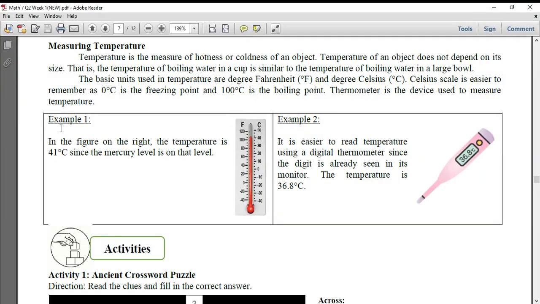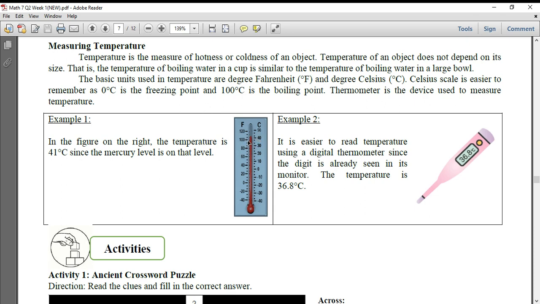So, let's have an example. Example number 1. In the figure on the right, the temperature is 41 degrees Celsius since the mercury level is on that level. Okay? So, ang gamit natin dito ay yung thermometer na may ginagamit na mercury. So, pag tumaas yung mercury at tumapat doon sa guhit na yan, so yun yung reading niya. Okay, so 40. So, lumagpas siya ng 40, isang guhit pa. So, that's 41 degrees Celsius.